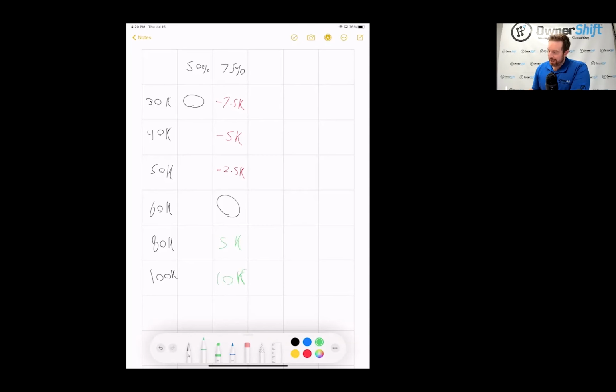At 40K, you would actually make that 5,000. At 50K, you would be able to double your profits at 10K. Now, 60,000, you would be making 15. At 80, you would be making 25. And then if you did 100,000 in sales, that would be 35K in profits, which is a 35% profit margin.